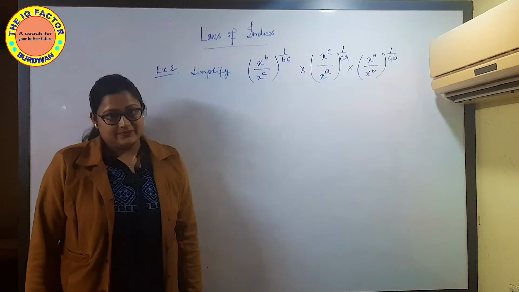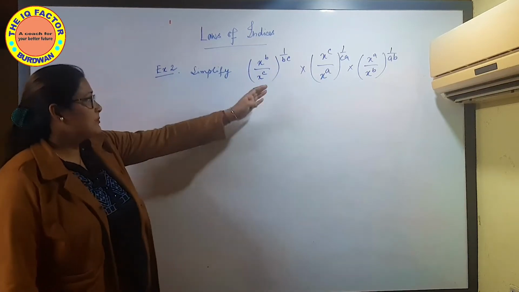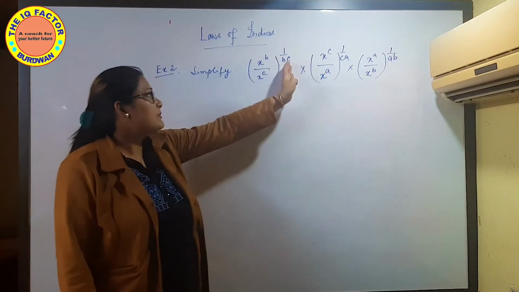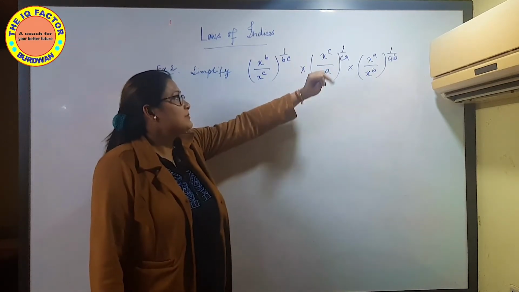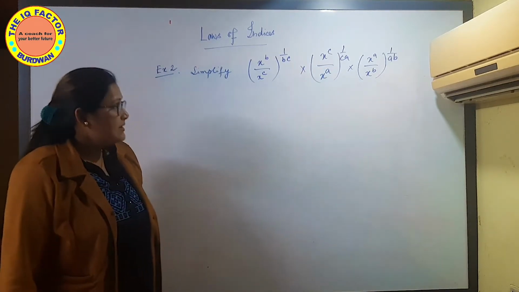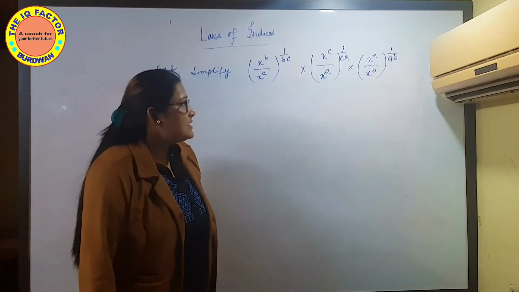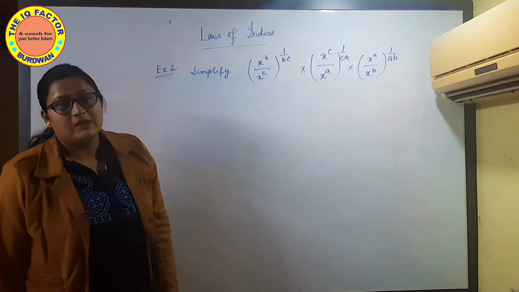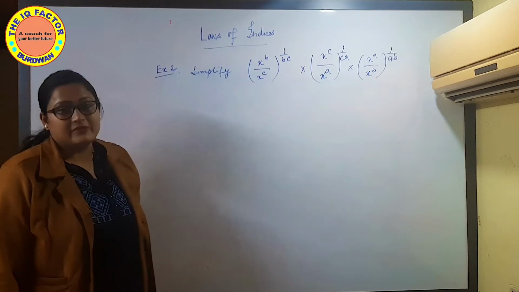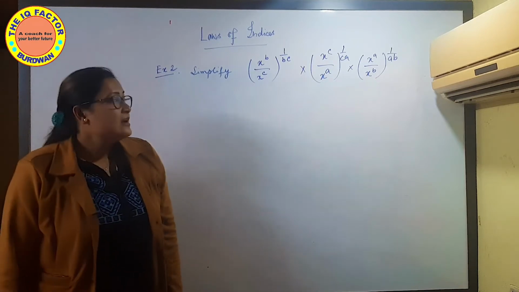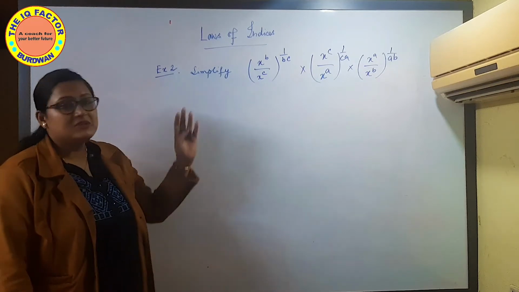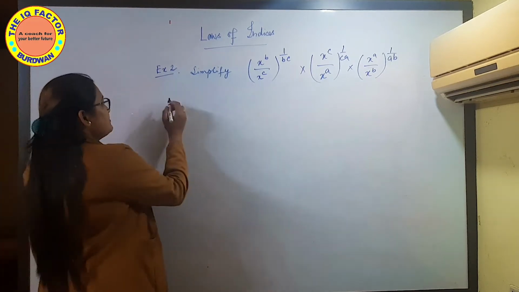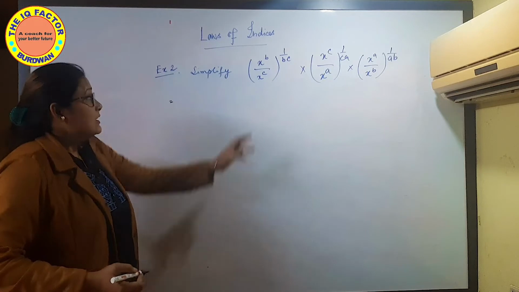The second problem: simplify x to the power b by x to the power c, whole to the power 1 by bc, multiplied by x to the power c by x to the power a, whole to the power 1 by ca, multiplied by x to the power a by x to the power b, whole to the power 1 by ab. How can we simplify? We will apply the laws of indices and then solve the problem. Solve with me.